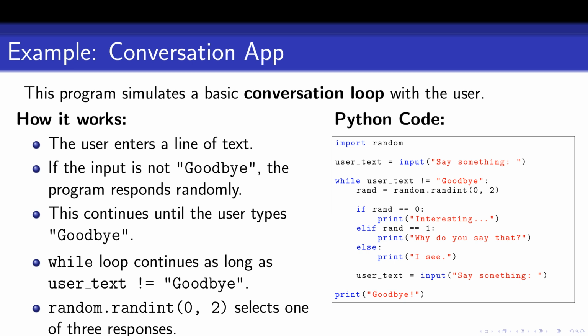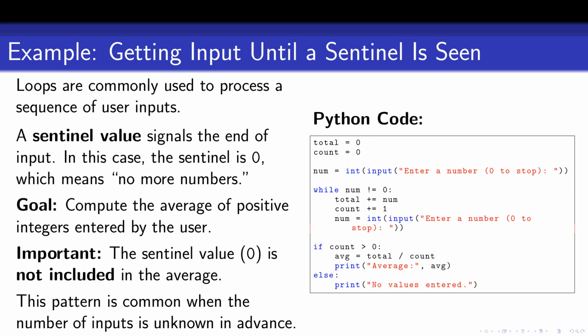This slide demonstrates another sentinel-controlled loop, but this time with numeric input. The goal is to compute the average of several numbers entered by the user, with 0 serving as the sentinel value that ends the loop. Each time a number is entered, it is added to a running total and a count is incremented. When the loop ends, the program checks whether any values were entered, and, if so, calculates and prints the average. If no values were entered, it prints a different message.